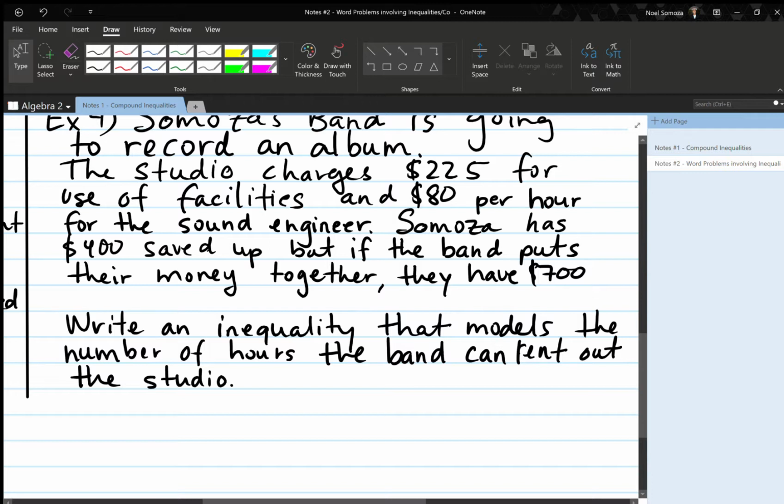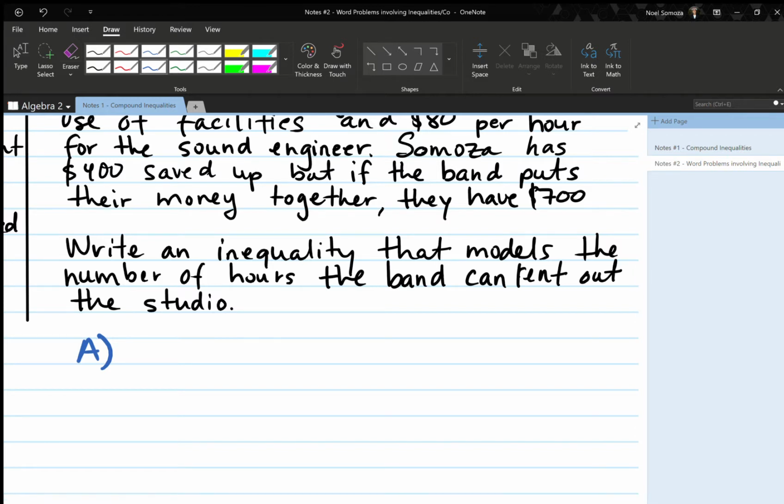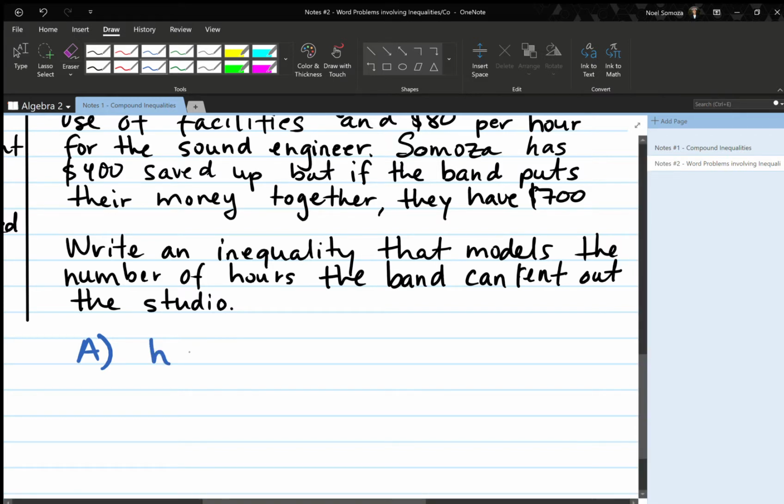So I had the 225 for the facilities, let's start there. And before I forget, what's my variable here? It's H. And what's the H going to stand for? Yeah, number of hours in the studio.